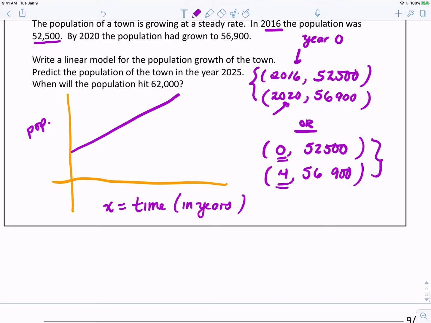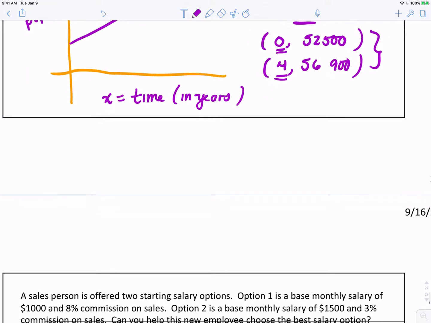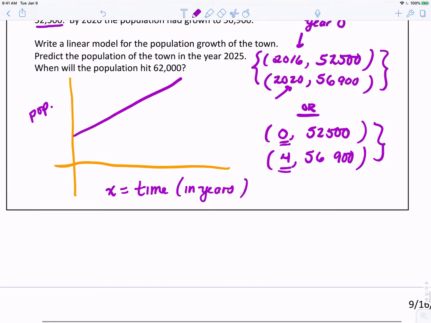In the end, both of these will come out exactly the same. So whether you choose to do point slope formula with the original coordinates or you choose to do point slope formula with the second pair of coordinates, in the end, the linear function is going to be exactly the same. So let's go ahead and do this problem.